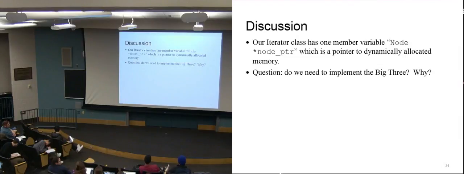All right. Do we need the big 3? We have a pointer that points to dynamically allocated memory. Sure seems like it. I'm going to let you think about this. I'm going to count to some small number while you think. Maybe like 17. If you think you got the answer, I want you to convince yourself why.